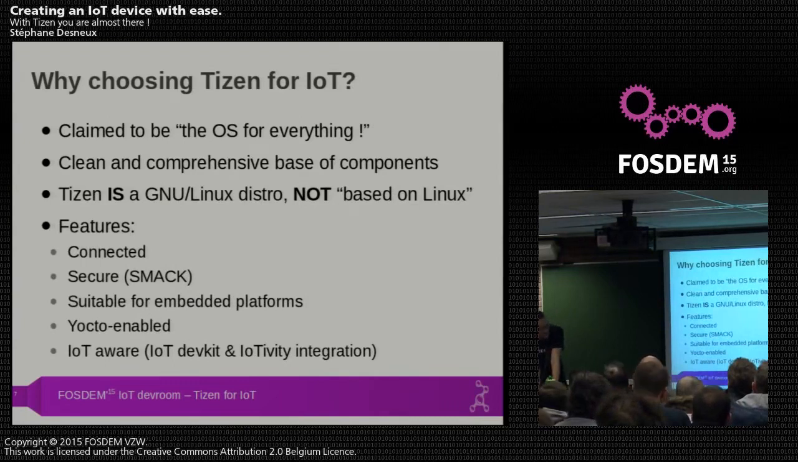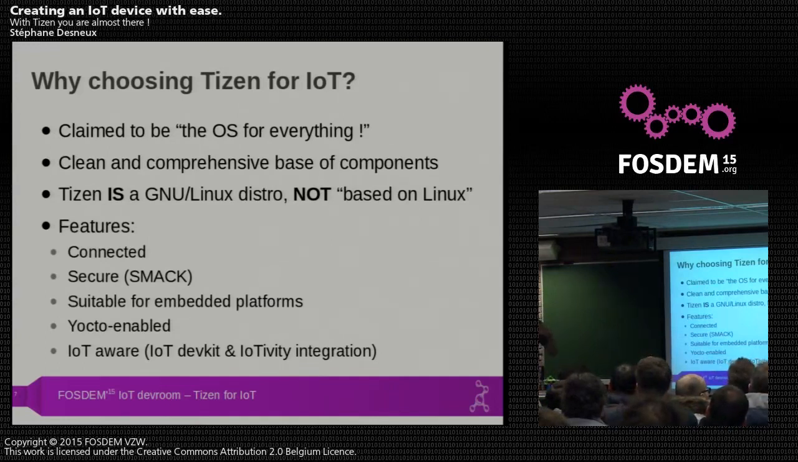Why choose Tizen? Tizen is claimed to be the OS for everything. It was the first baseline of this OS, but honestly, I think it's not very true. But you can install Tizen on multiple platforms and a wide range of hardware. So with the architecture, you can dedicate it, you can cut the APIs, you can adjust things the way you want.